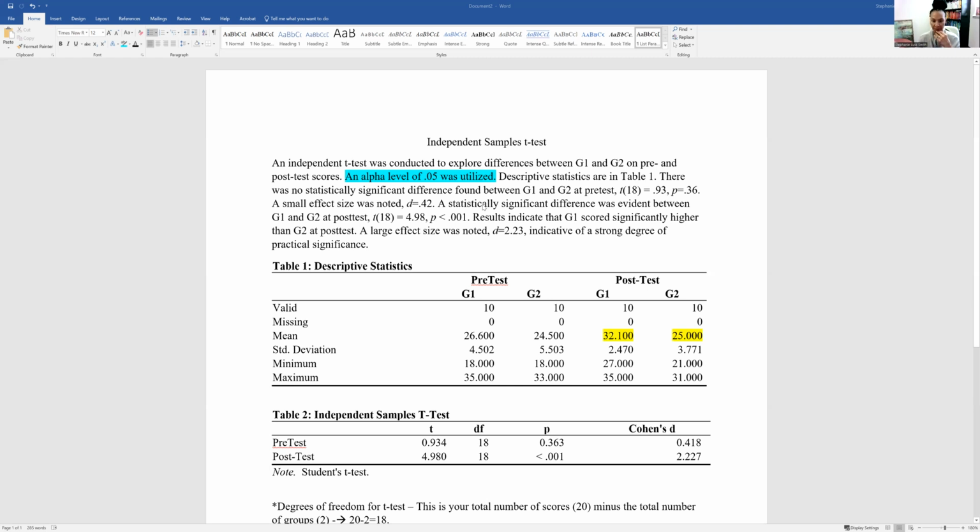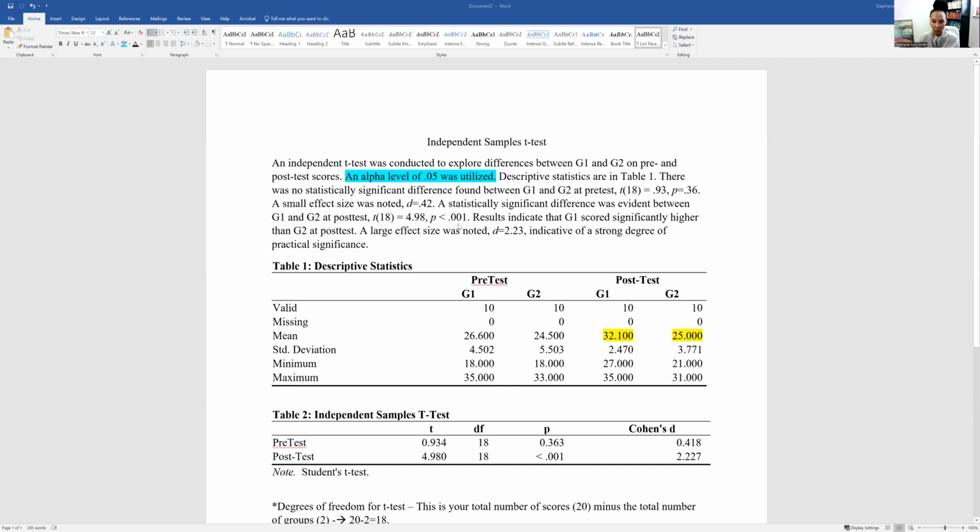So moving on, we noted in a post-test that there was a statistically significant difference between group 1 and group 2. So again, following that same format, we had 10 scores for group 1, 10 scores for group 2. That's a total of 20 minus 2. That gives us degrees of freedom of 18. And then we write out our actual t-value, which is 4.98, followed by p is less than 0.001. So this is indicative, right, of a statistically significant difference.